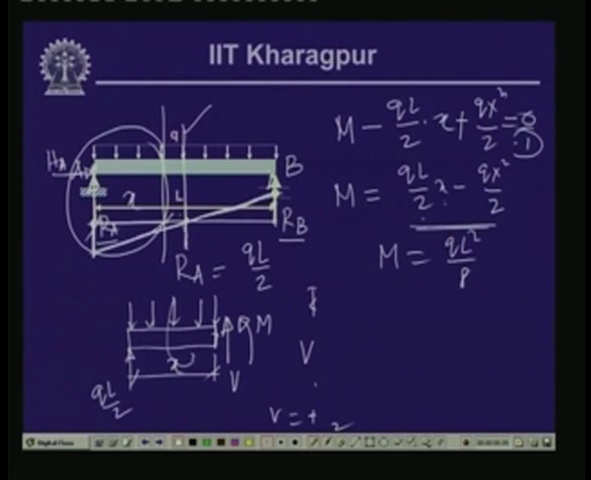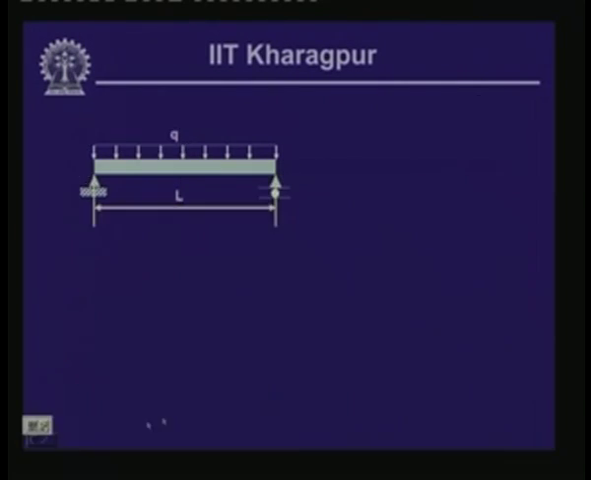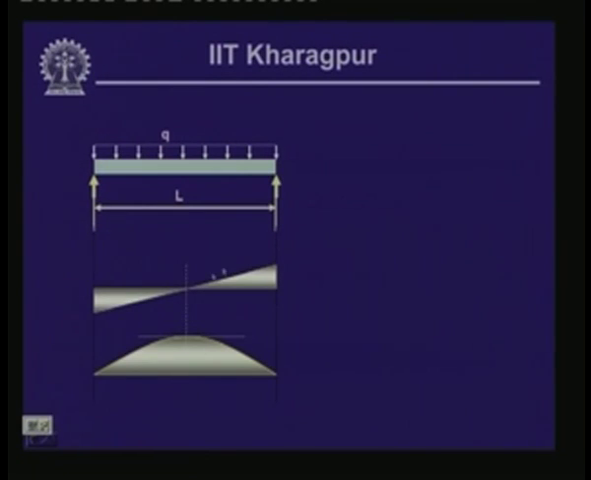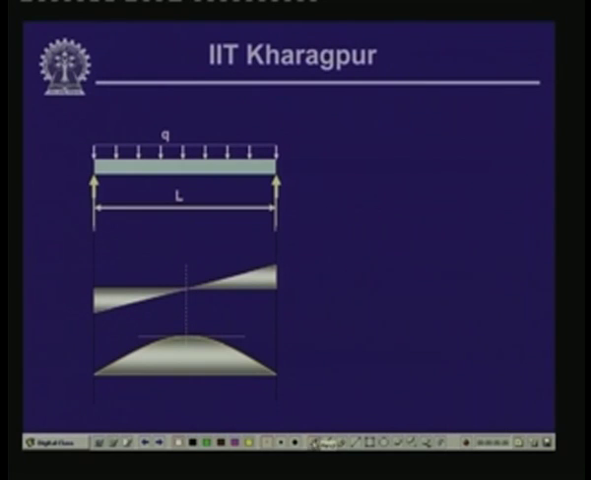So, if we plot the variation of the bending moment, we get a parabolic distribution. So, QL square by 8 here, 0 here and 0 here. This is, of course, in the opposite direction, because this is positive everywhere. Now, this is the diagram of the shear force and the bending moment as we have evaluated. This is the shear force diagram, which is negative here and positive here, and this whole thing is positive.